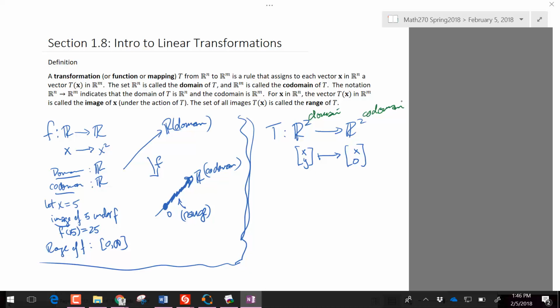And let's take a look at some examples of possible images that we're going to get. For images, we need the specific x value for your input. So give me a point in R2. 2, 5. Where's 2, 5 going to go? Let's write it like this: T of 2, 5. So when x is equal to 2 and y is equal to 5, what's the output? 2, 0. So this is the image. 2, 0 is the image of 2, 5 under the transformation T.